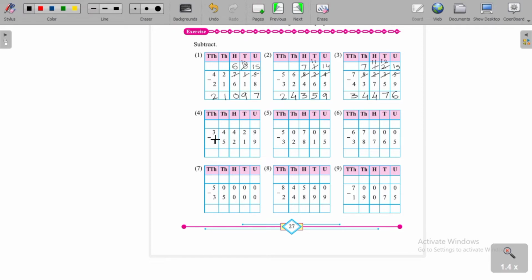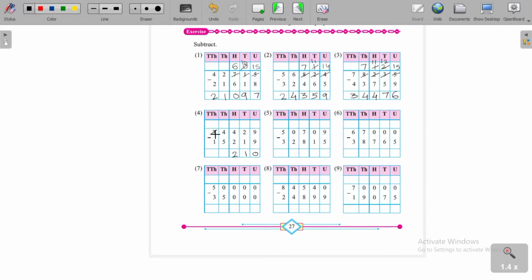Next, 34,429 minus 15,219. 9 minus 9 is 0. 2 minus 1 is 1. 4 minus 2 is 2. 4 minus 5. Now here 5 is a bigger number, so we cannot subtract 5 from 4. We will have to borrow from 10,000's place.